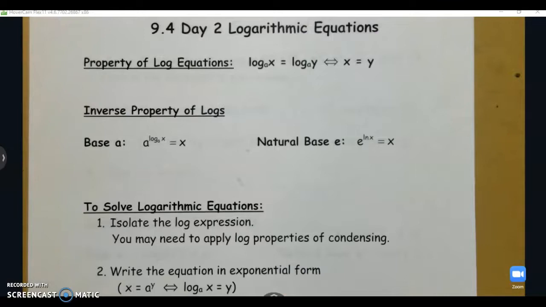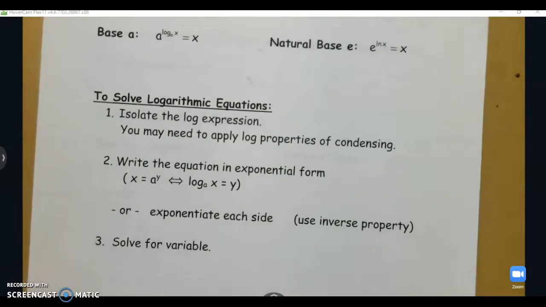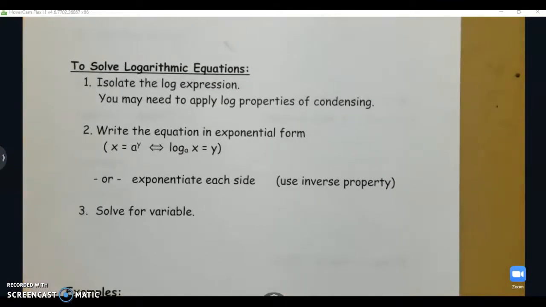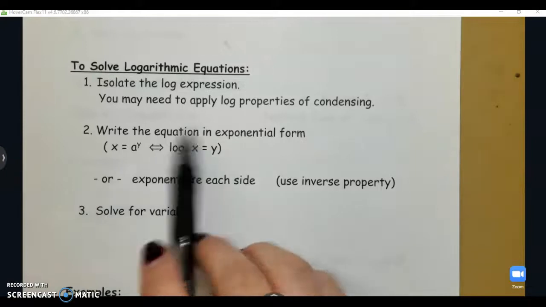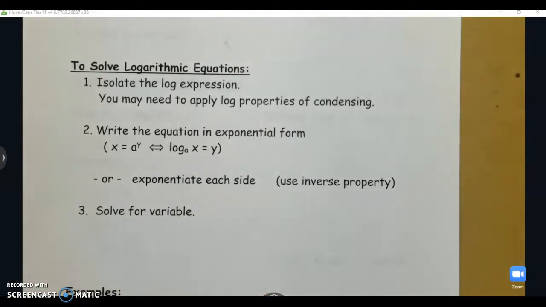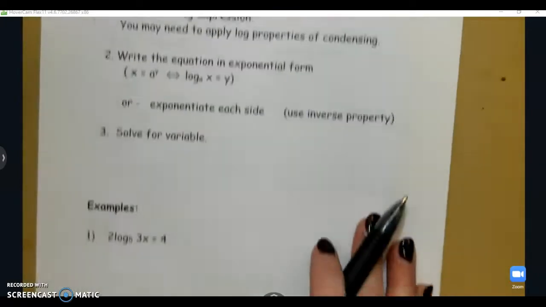So what we're going to do to solve these is isolate our log expression just like we did with the exponentials. If we have something being added, subtracted, multiplied, we are going to get rid of that using algebra, and we might need to condense our log first, and then we are going to write it in exponential form or exponentiate both sides, which is our inverse property, and then solve for our variable.